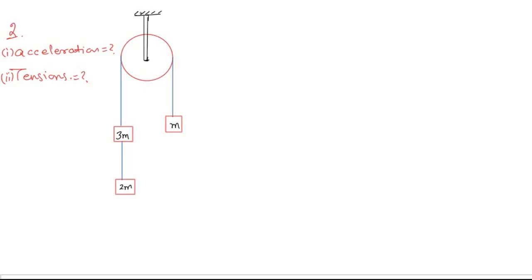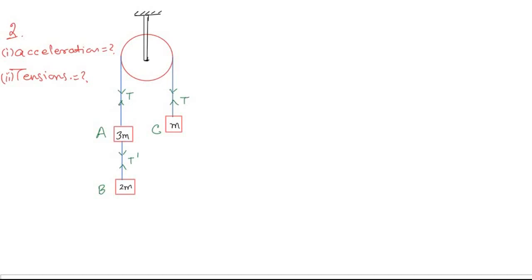First, let us write the tension in each string. Let us suppose that this tension is T in this string. The same tension T will also be in this string, and in this string the tension will be different. Let us assume that this tension is T prime, this is T and T. Now let us have the free body diagram and equations of motion, and I'm calling these bodies A, B and C.